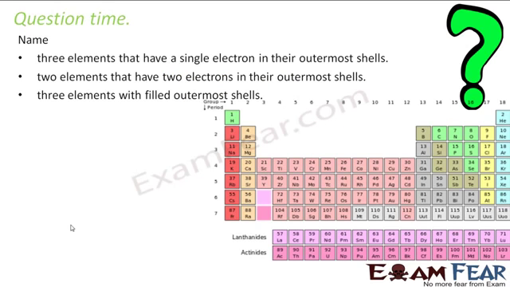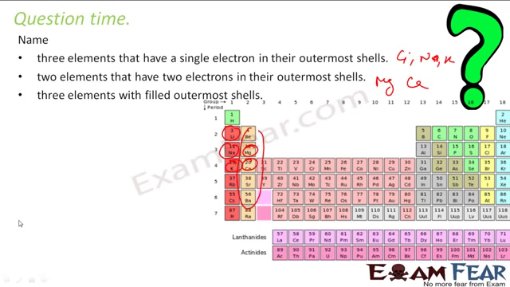Name three elements which have a single electron in the outermost shell. Right? A single electron is this group. All these will have a single electron. So I can take any of these elements: lithium, sodium, potassium. All these elements will have a single electron in the outermost shell. Two elements that have two electrons in the outermost shell. These have two electrons. So I asked for two. I can say magnesium, calcium.